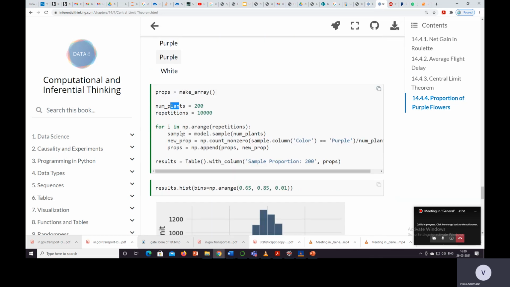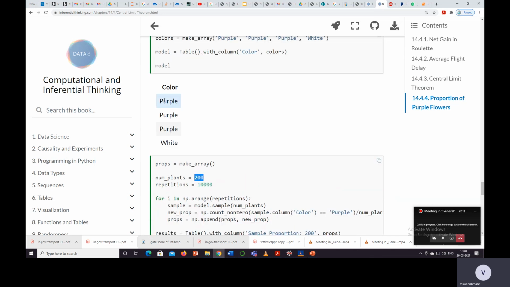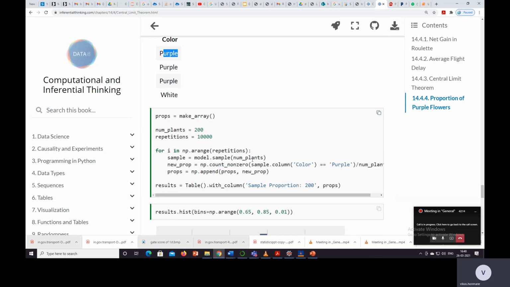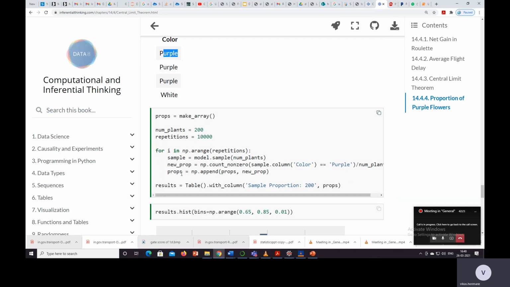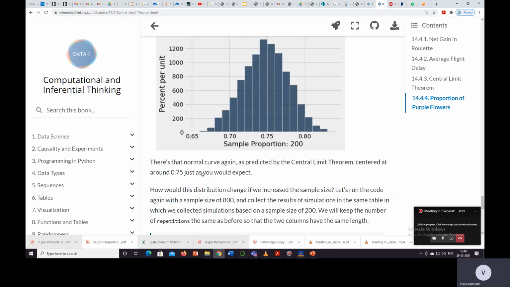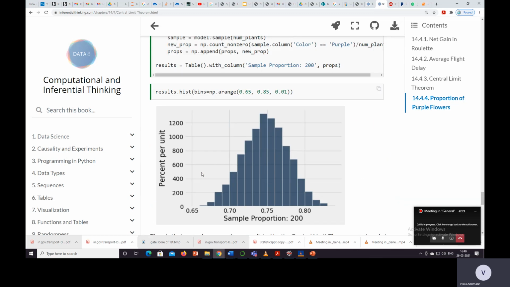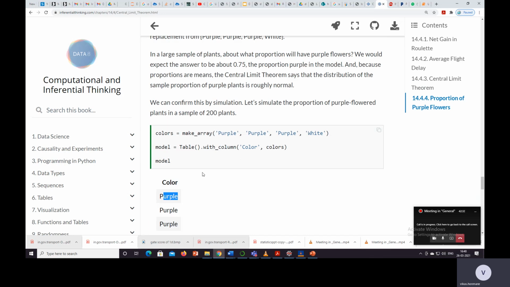Here sample is equal to model.sample. We take a sample of size 200, and new proportion is equal to np.count_nonzero of sample.column color equal to purple. Whenever we get the color purple, we count that, and otherwise we discard it. And divide by the number of plants. So proportion is equal to, I think, okay, that point we'll see next.